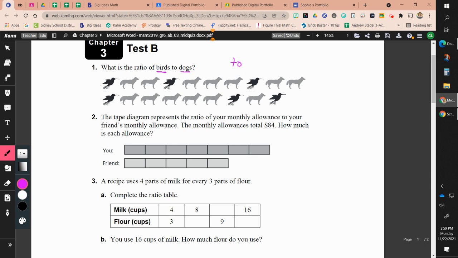So I'm going to count the birds, 1, 2, 3, 4, 5, 6. I see 6 birds, okay? And then I count all the dogs. I see 13 dogs. Okay, that is my ratio. I could write that differently. I could write it with a colon. Still means 6 birds per every 13 dogs. And then also we can show our ratios as division like that.